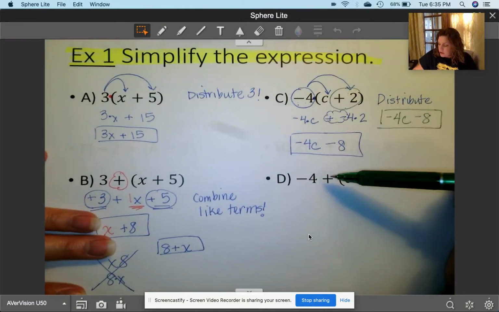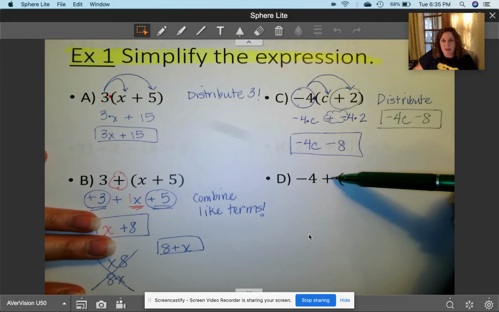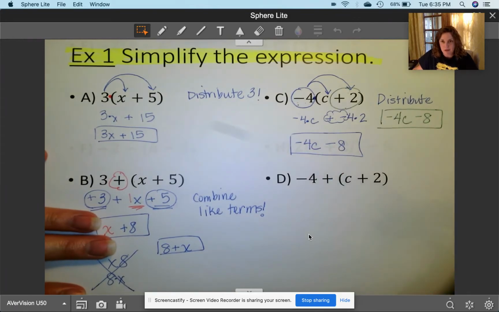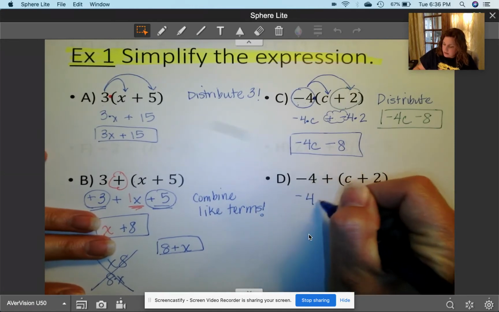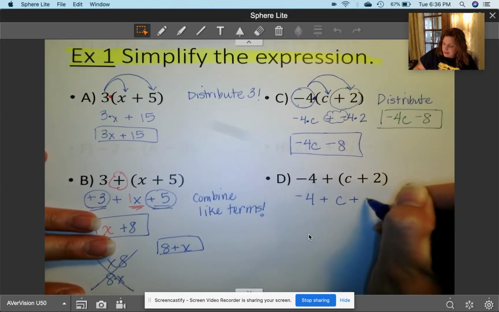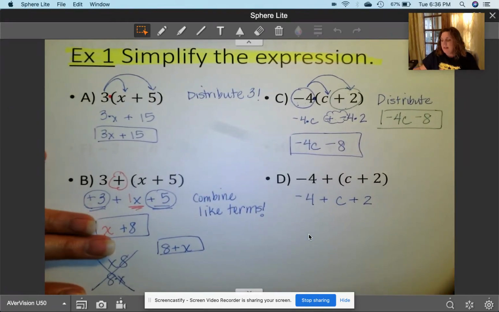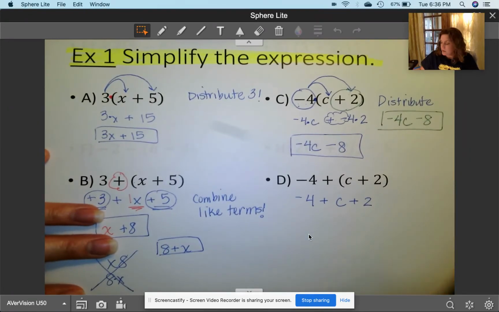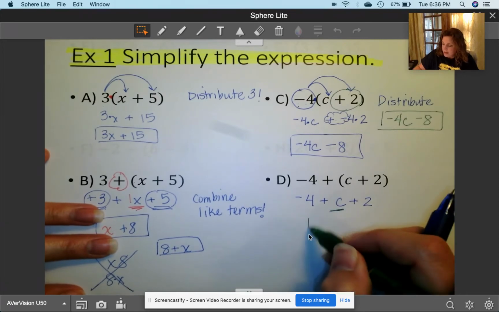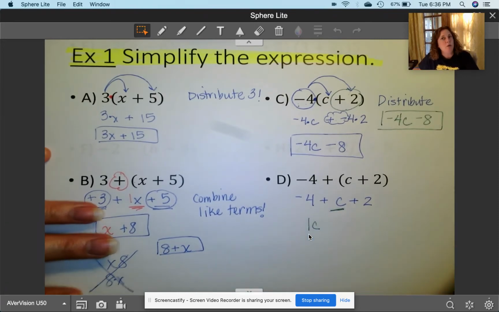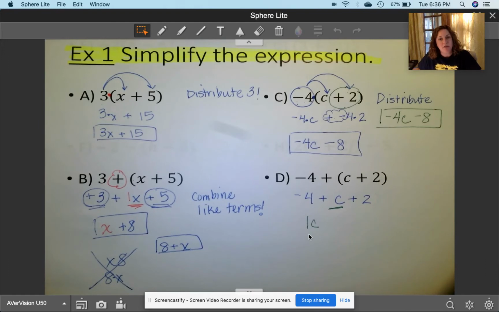Again, the same distinction here. You can see this has a plus sign. I don't need to distribute that. So I can really just drop those parentheses. Negative 4 plus. These parentheses aren't really helping me out here. Oops. And so again, this is just combined like terms. Here's a C, a 1C. You can write the 1 or not write the 1. It doesn't matter. There's a C there.